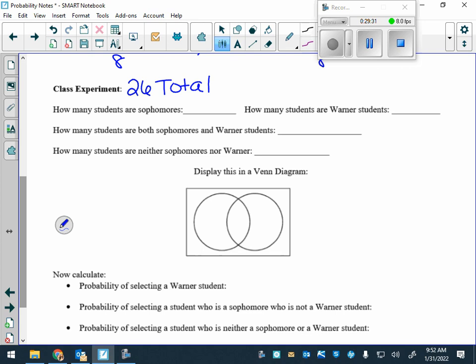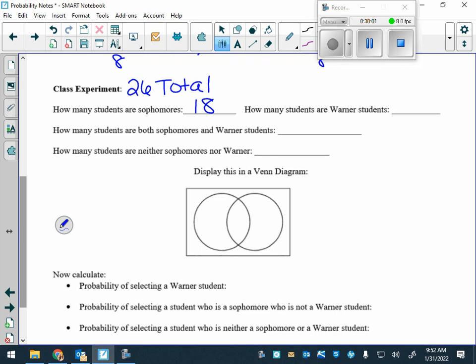By raise of hands, how many of you are sophomores? Keep your hands up because I don't know off the top of my head. 1, 2, 3, 4, 5, 6, 7, 8, 9, 10, 11, 12, 13, 14, 15, 16, 17, 18. Oh, okay. 18 are sophomores.